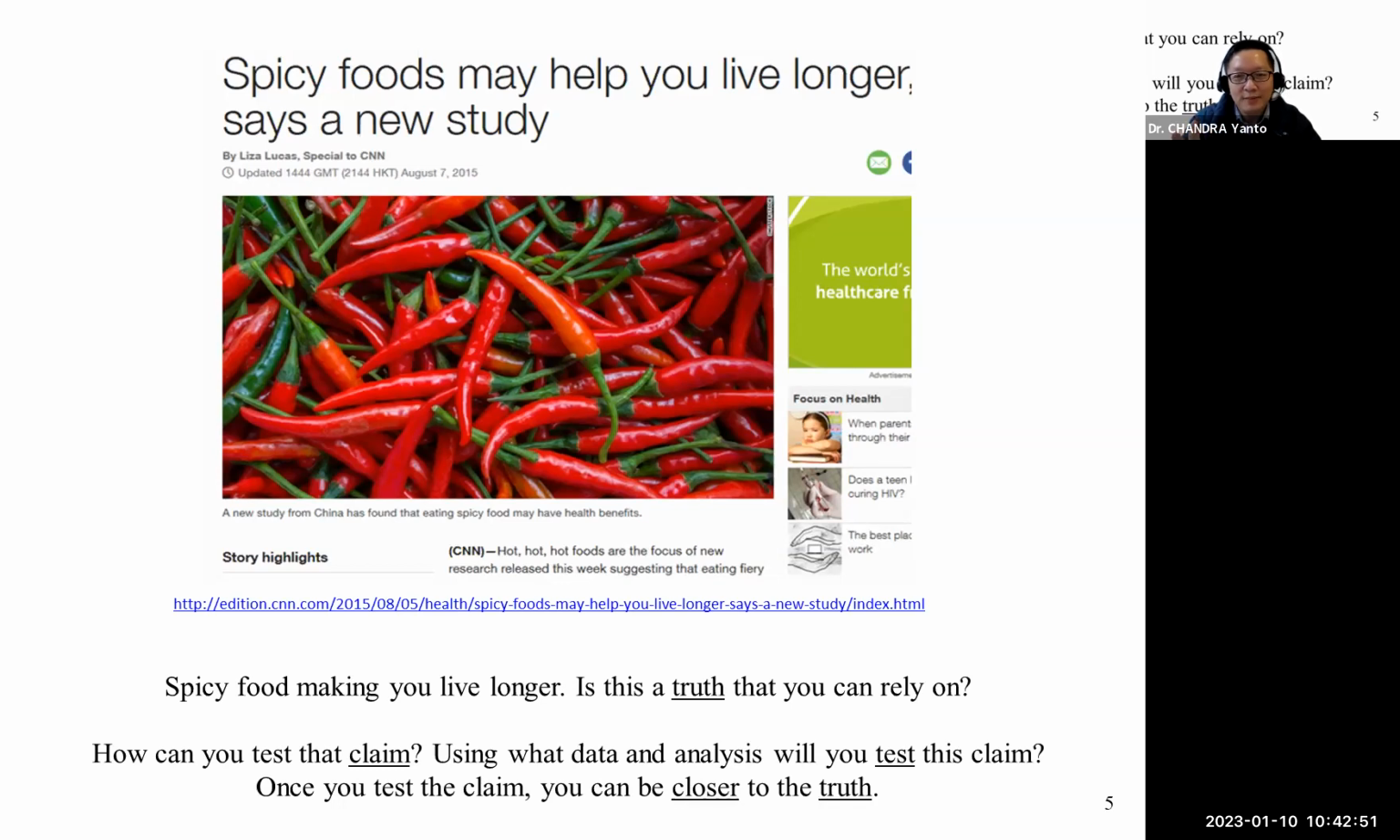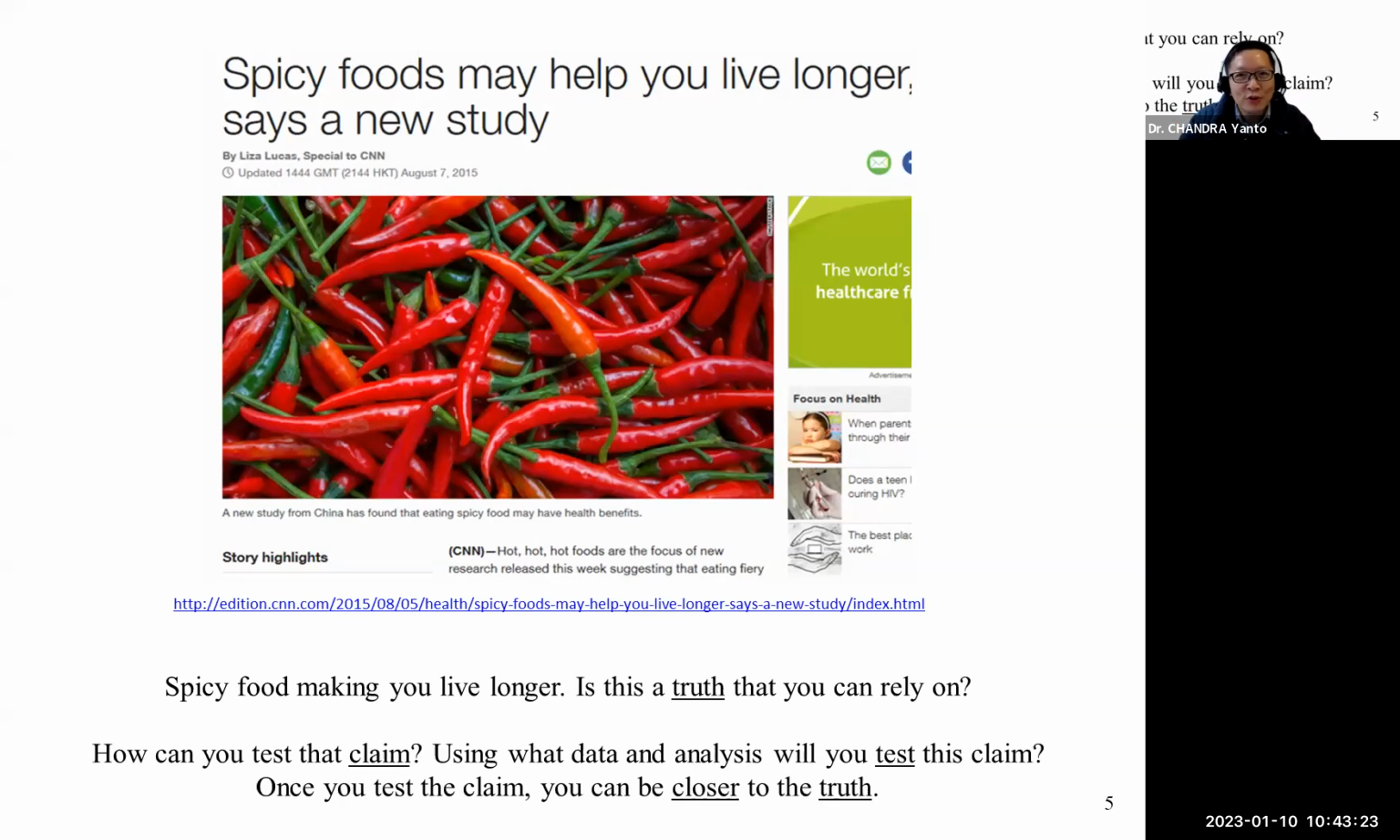So at the start, when someone tells you this, you should not take this as a truth, right? This is just a claim that eating spicy food can help you live longer. But how do you test this claim? What kind of data, what kind of analysis do you need to test this claim? So the purpose of taking this course is to get you to think about what you need to do in order to test some claim, in order to get closer to the truth.